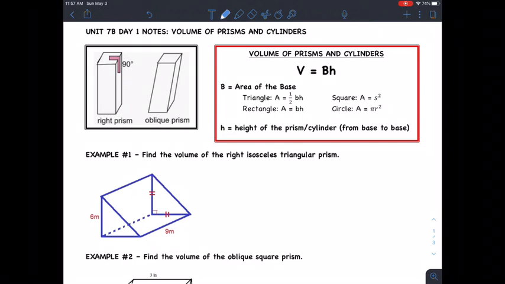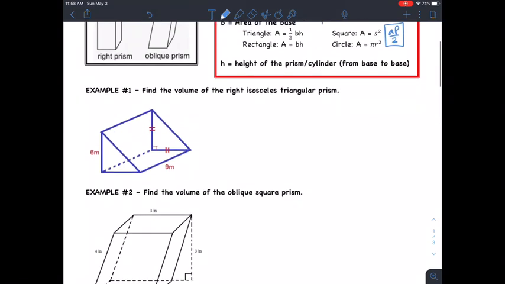Our volume is still the area of the base, which is represented by the big B, and our H is the height between the bases. Couple of different formulas we can use for that big B. We have our triangle, rectangle, square, circle, and then also don't forget that you have that apothem times perimeter over 2 for a regular polygon. So the first couple of things that I like to do is to find the big B first.